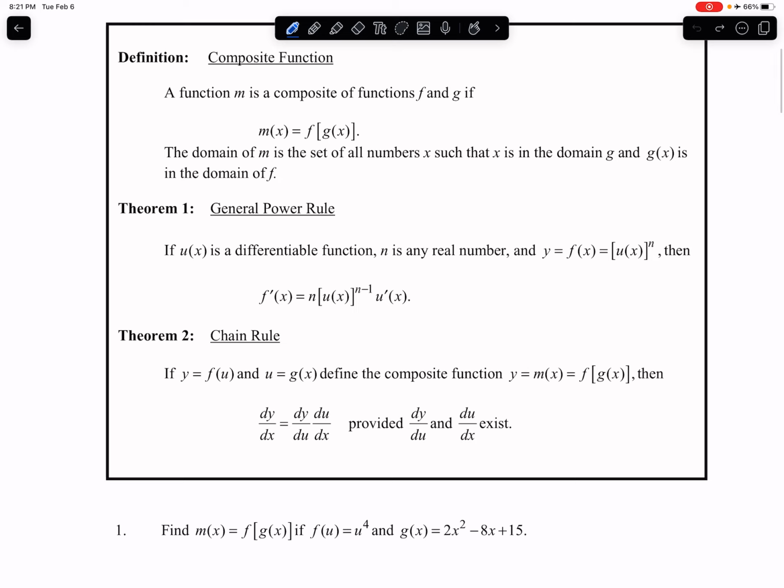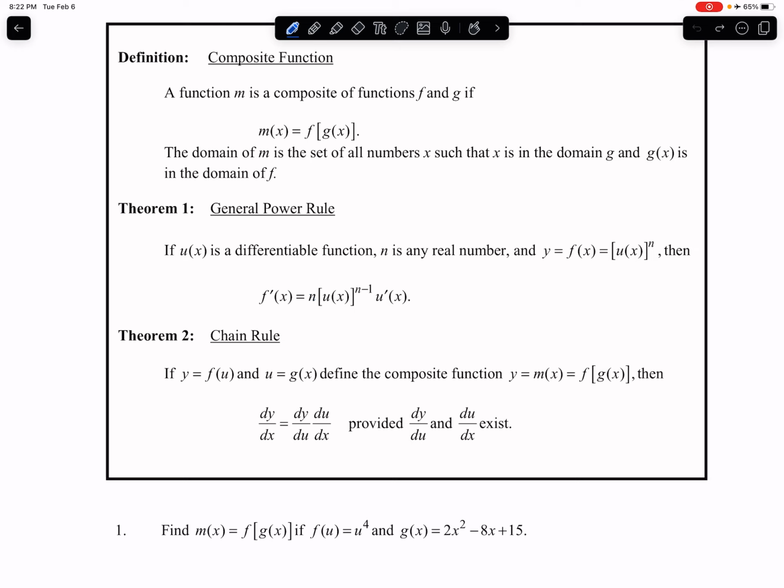So, our general power rule is: if u of x is a differentiable function, n being any real number, and y, which is our function f of x, is u of x raised to that power of n, we can use our power rule just like we have before, where we bring the exponent down and subtract 1. But then, since we have a function on the inside, we have to take the derivative of that function on the inside. And that's our chain rule: you take the derivative of the outside and then you take the derivative of the inside.